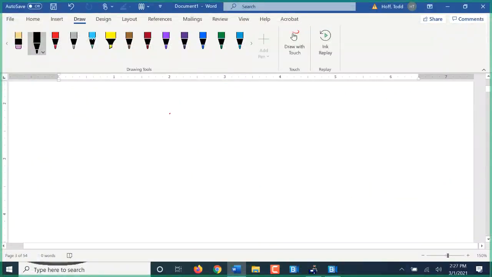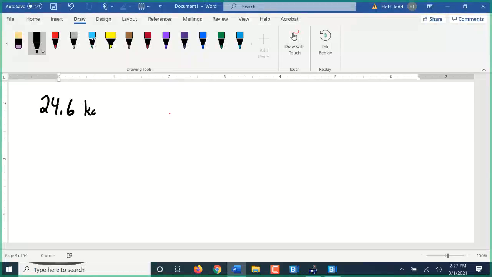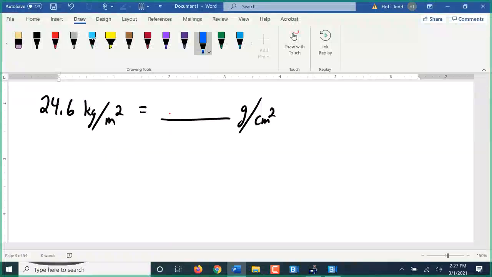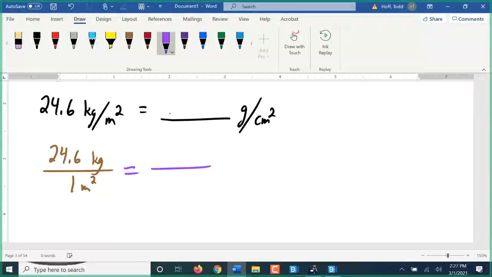We might have something like, let's say we know that it weighs 24.6 kilograms per meter squared, and we want to convert that into grams per centimeter squared. Let's set this up as 24.6 kilograms over 1 meter squared. Now, both of those units can be changed because they're both metric. Both can be changed by just moving the decimal point.